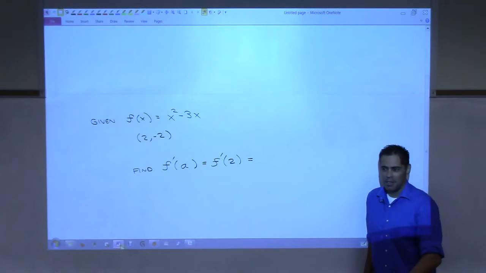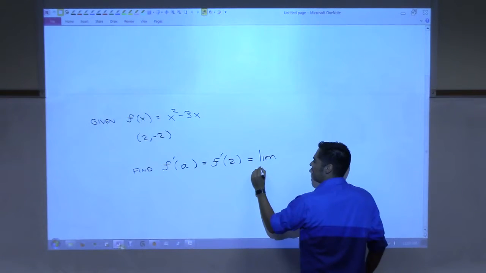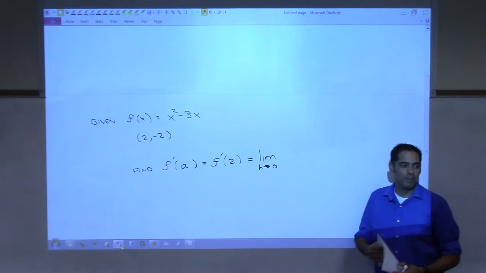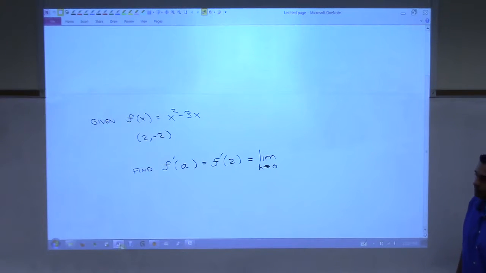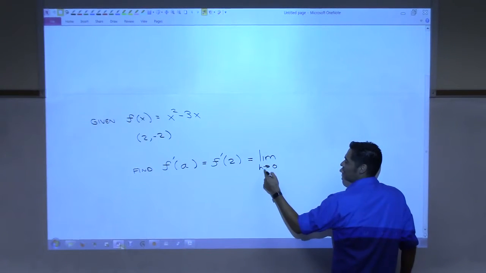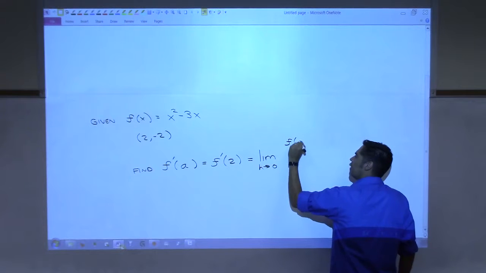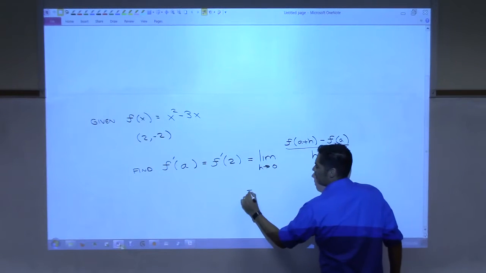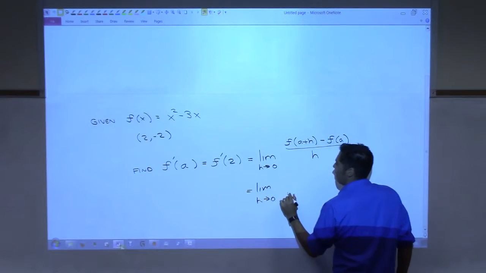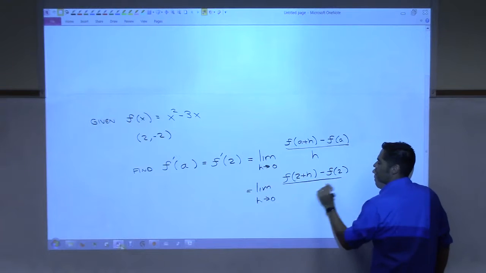All right? So if you married yourself to the x goes to a formula, I hinted to it. You should be able to do both, okay? But this h goes to 0 is the one that we're going to highlight in this section. All right. So limit as h goes to 0 of, what's the formula? f of a plus h minus f of a all over h. And this is limit as h goes to 0 of f of 2 plus h minus f of 2 all over h, right?